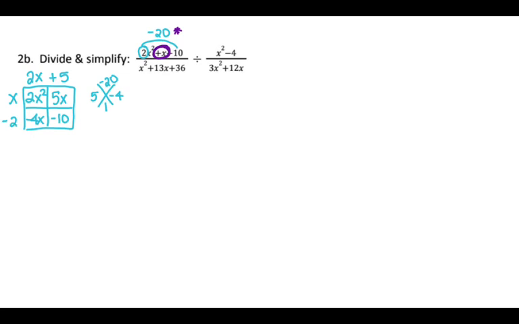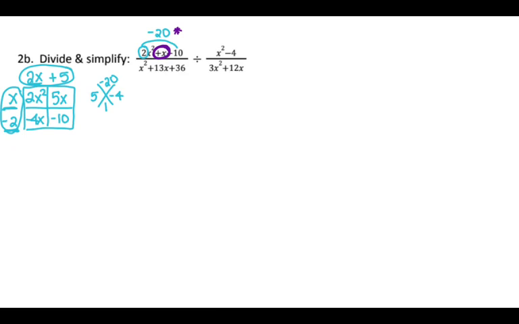Now, you can always double check your factoring because these two sides right here, when I multiply them, should give me the contents of the box. So when I have x times 2x, that gives me 2x squared. X times 5 is 5x. 2x times negative 2 is negative 4x. And 5 times negative 2 gives you the negative 10. So that's how you know you factored correctly.